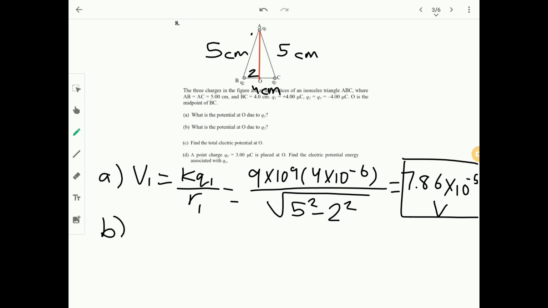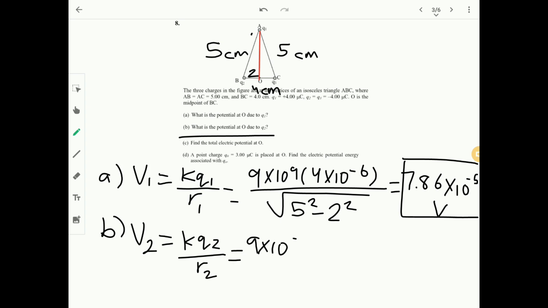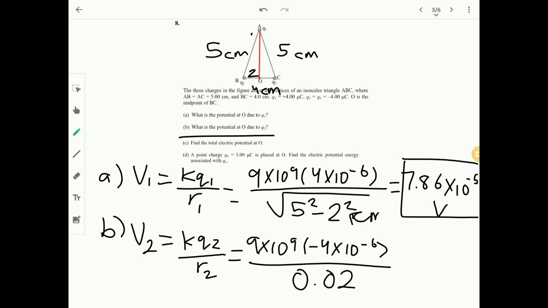B. What is the potential at O due to Q2? Okay, Q2. How do you find that? Using the same formula, KQ2 over R2, we have K, 9 times 10 to the 9. This time we have to use the negative, so it's minus 4 times 10 to the minus 6 over... Now what's the distance? It's obvious that it is 2, right? So it is 0.02, and one thing I forgot to mention here, it has to be in meters, so you have to convert accordingly. And you should get minus 1.80 times 10 to the power of 6 volts.